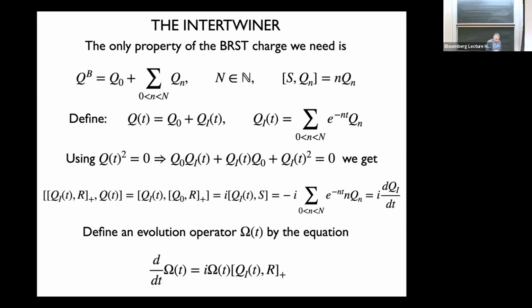Now, we do the usual trick. We can say, this thing looks like a Hamiltonian. So let's define an evolution operator by the usual equation that you have in time-dependent perturbation theory, where you split the Hamiltonian into free and interactive. You define an operator omega such that the time derivative is i times omega times this object. So i times this anti-commutator is the charge S, which is anti-Hermitian. Okay, so this is all formal, so let's continue.